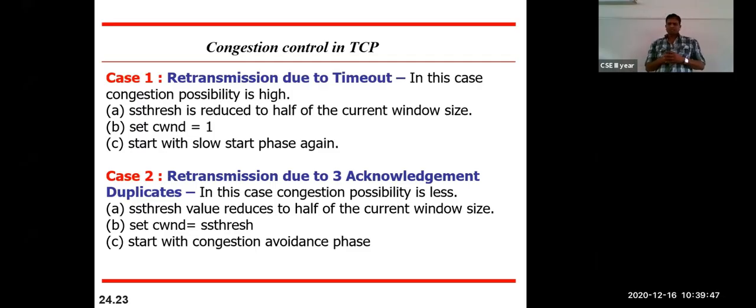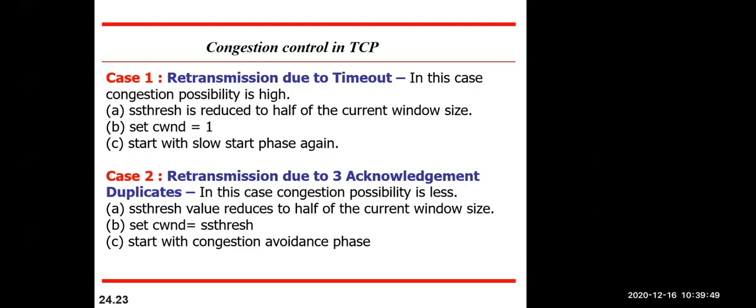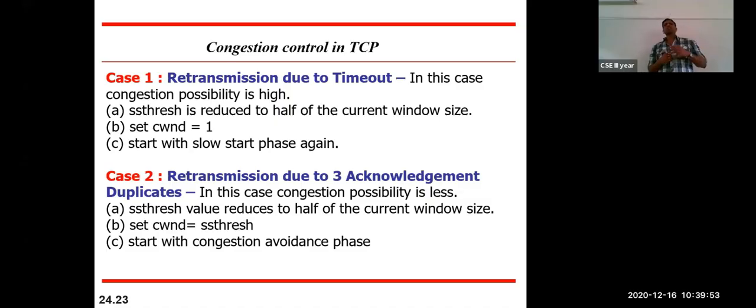What could be the reason? High possibility. Yes, that's it. Very simple. Because of high possibility in case 1, we have set it to the least size of the window. Because of low possibility in case 2, we have set the congestion window not to the least possible situation, but to an optimum possible situation, the threshold value.